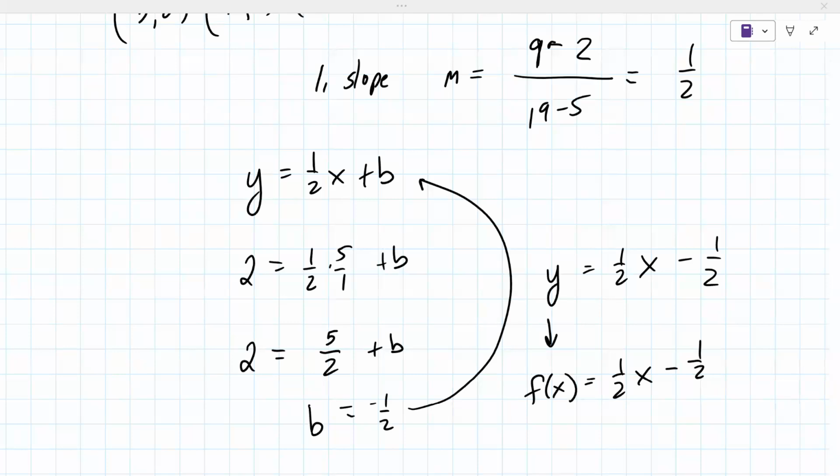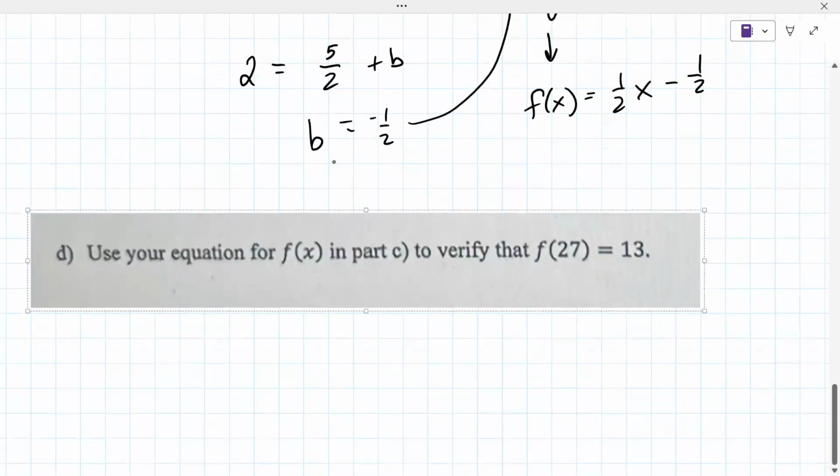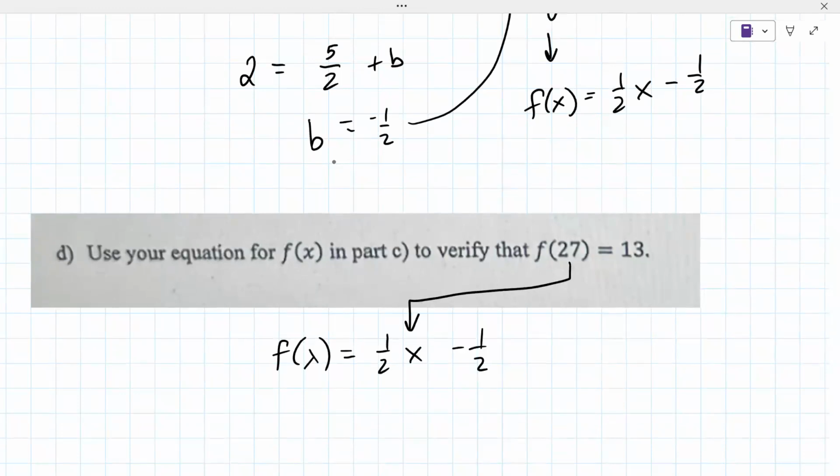Okay, so now you're going to use your equation and you're going to verify this. So you've got your f of x is 1/2 x minus 1/2. So you're going to put 27 in for x, and you should get 13 as the output. Yeah, 27 over 2. Okay, minus 1/2. Is that 13? Yes. All right, so you verified it.